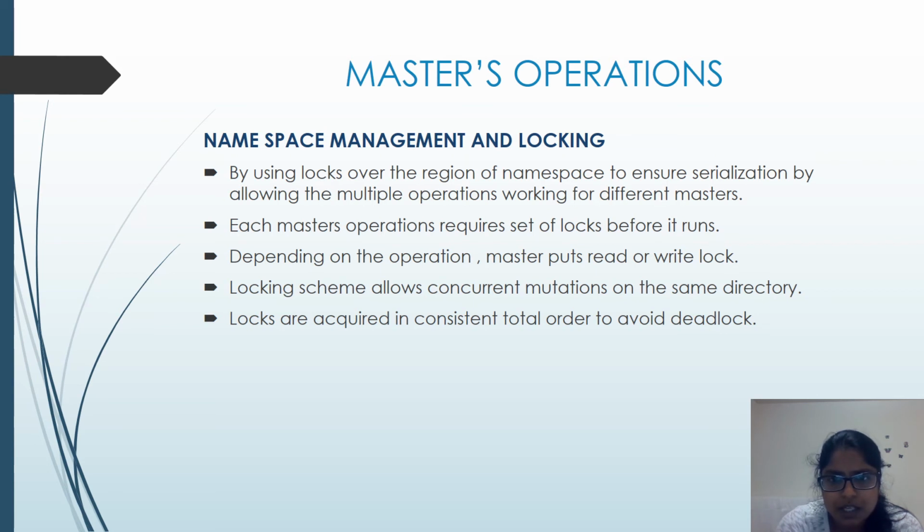Depending on the operation, the master puts either a read lock or a write lock. For example, if we want to create a new file, we put a read lock all the way from the directory to the leaf node, and a write lock on the particular leaf node. If we want to write data, we put a read lock from the start of the directory till the leaf node, and a write lock on the leaf node. The locking scheme allows concurrent mutation in the same directory.